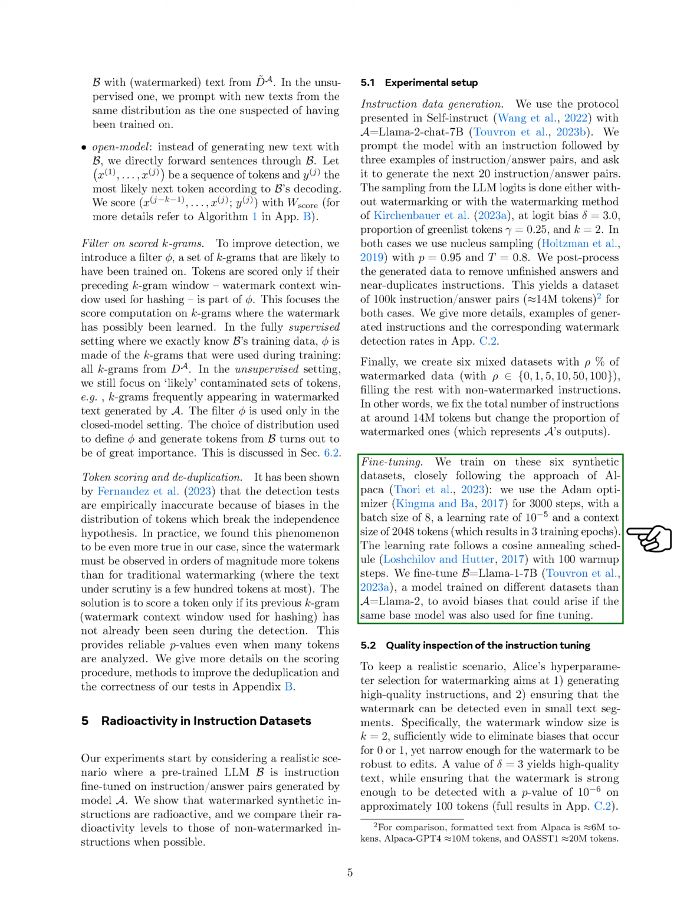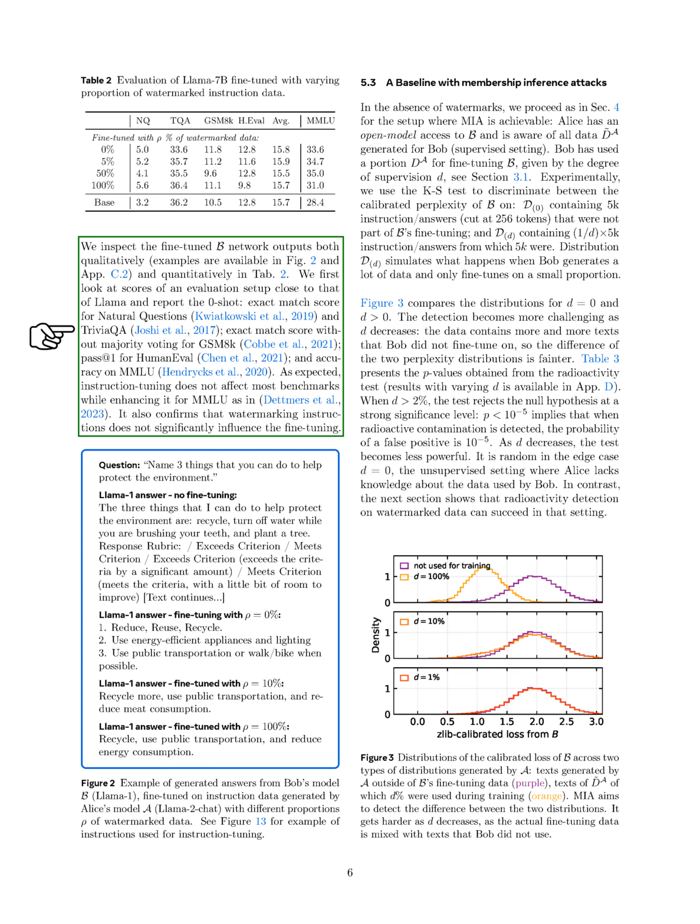In terms of quality inspection of the instruction tuning, we aim for 2 main goals: generating high-quality instructions and ensuring that the watermark can be detected even in small text segments. We select hyperparameters that allow for a sufficiently wide watermark window to eliminate biases, yet narrow enough for the watermark to be robust to edits. This results in high-quality text while ensuring that the watermark is detectable with a certain level of confidence on approximately 100 tokens. We examine the outputs of the fine-tuned network both qualitatively and quantitatively, comparing scores on various benchmarks. Our findings indicate that instruction tuning does not significantly affect most benchmarks while improving performance on others, and confirms that watermarking instructions does not significantly influence the fine-tuning process.